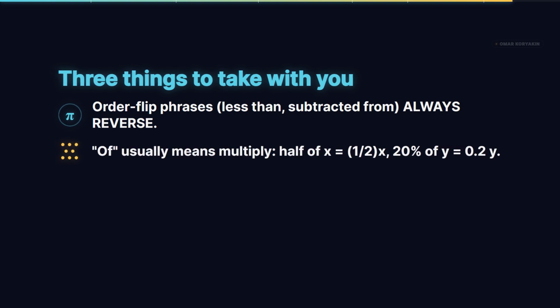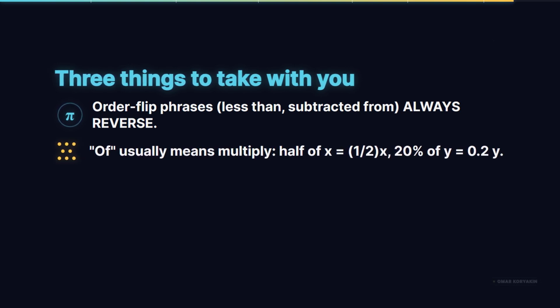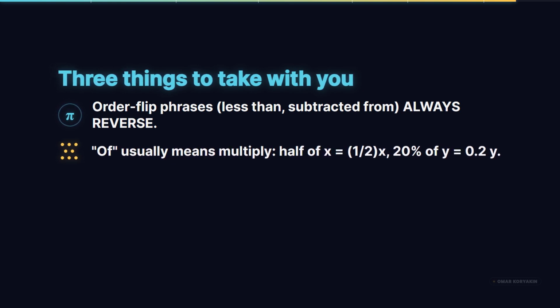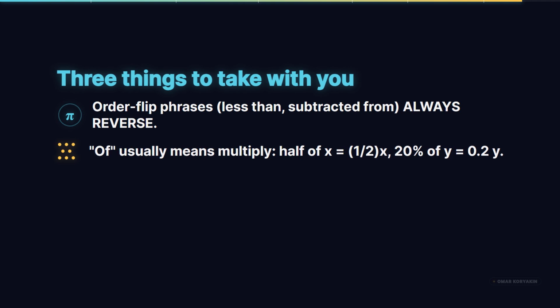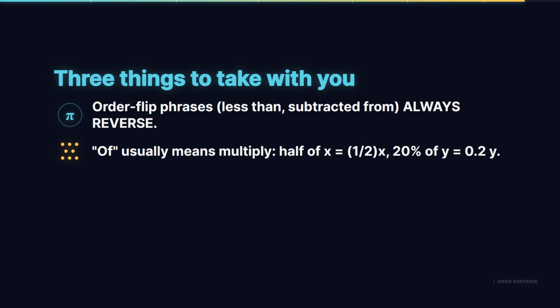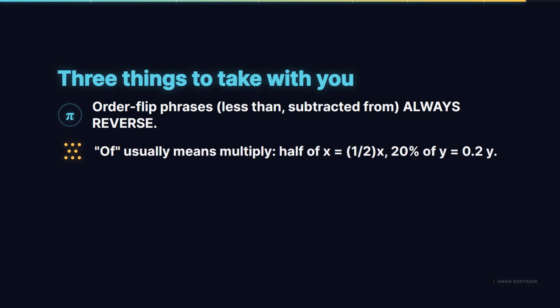Second, the word "of" in math word problems almost always signals multiplication. Half of x is 1/2 times x, 20% of y is 0.2 times y, 3/4 of the total is 0.75 times the total. Convert percent symbols to decimals immediately upon translation, before any arithmetic happens. The "of" trap is less notorious than the order flip trap, but trips up plenty of students on percent heavy financial and statistical word problems, especially on the GRE and GMAT, where percent problems are common.